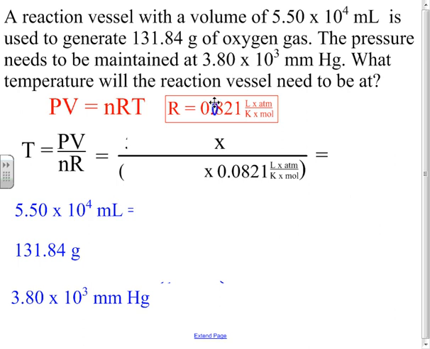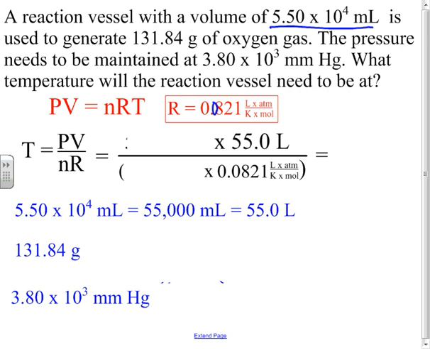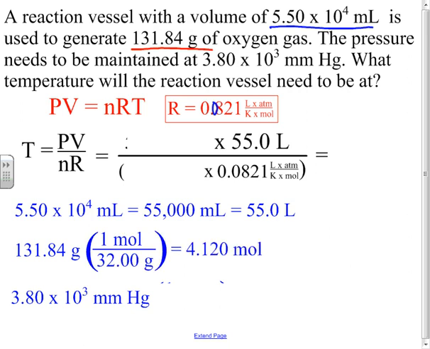Again, this is 0.0821. In this problem, we're given a volume of 5.50 times 10 to the fourth milliliters. By dividing by 1,000, we can calculate that as 55.0 liters. So that is our volume. We're given an amount of gas of 131.84 grams of oxygen. That has to be converted into moles, so we divide by the molar mass of the diatomic oxygen gas to get the number of moles present.